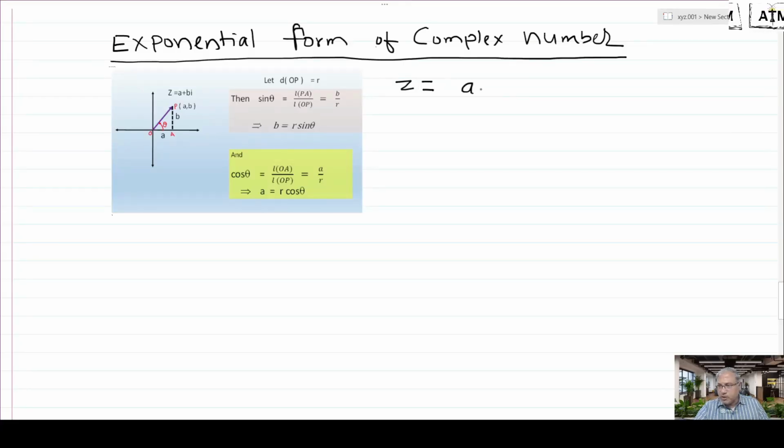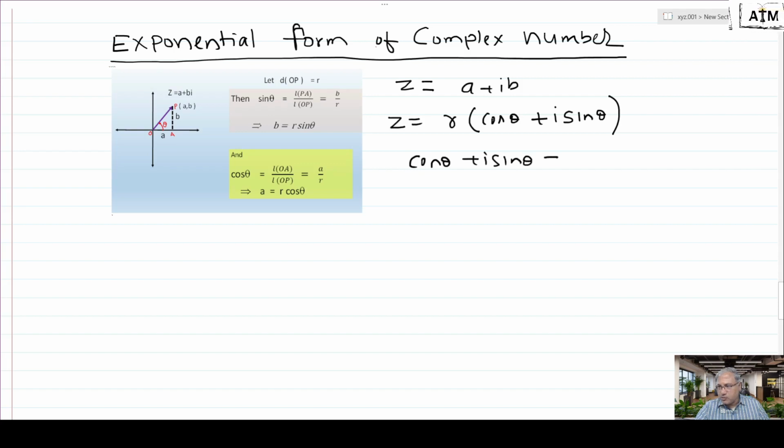Suppose z equals a plus ib, then its polar form is given by z equals r times cos theta plus i sin theta, where cos theta plus i sin theta equals e raised to i theta. This is nothing but Euler's identity. Therefore, z equals that. This was the polar form of the complex number.